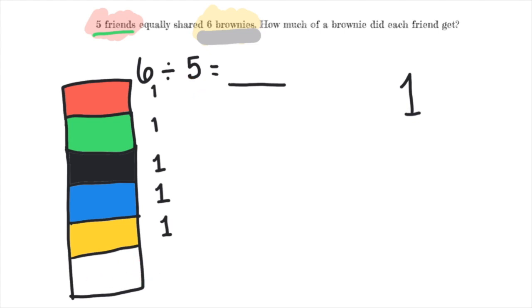Well, I have to break up that brownie into 5s, right? So now I have 5 pieces, and now each friend is going to get that piece of the brownie. Okay, so each friend, if we see the color-coded picture, this friend that's in red, they get 1 brownie here, and then they get 1/5. So every friend gets 1 and 1/5.